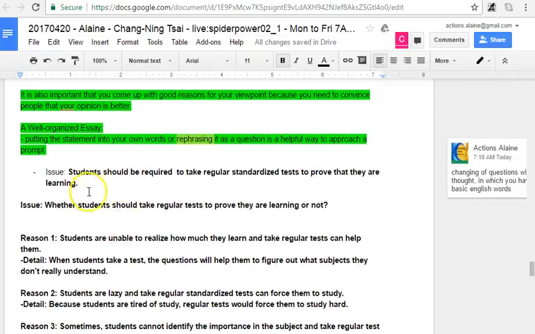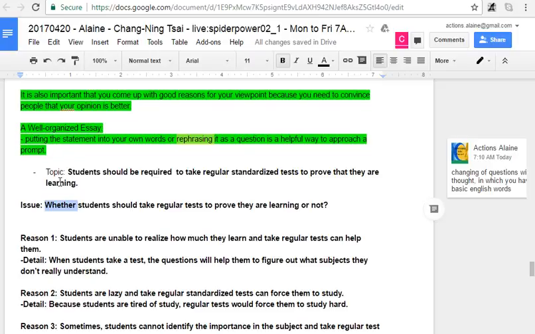So for the issue, or for the topic, sorry, it should be topic. I have not noticed that, sorry. It should be, students should be required to take regular standardized tests to prove that they are learning. Your issue is whether students should take regular tests to prove they are learning or not. Okay. It will be much better if we just remove the whether, because whether means conditional.